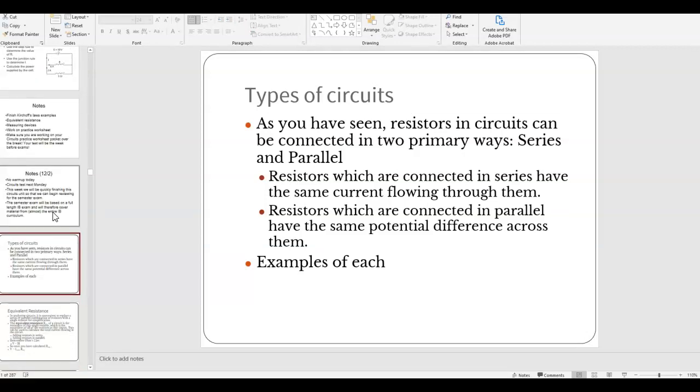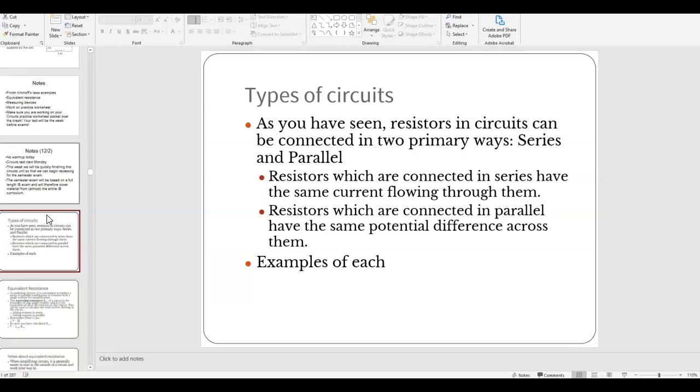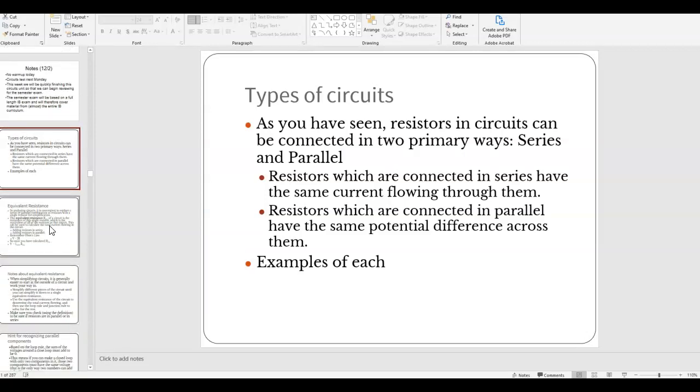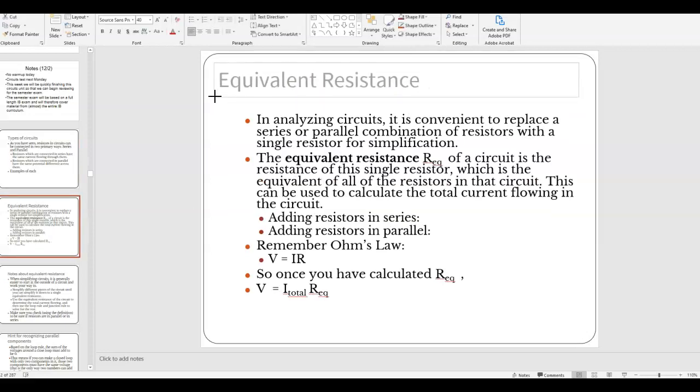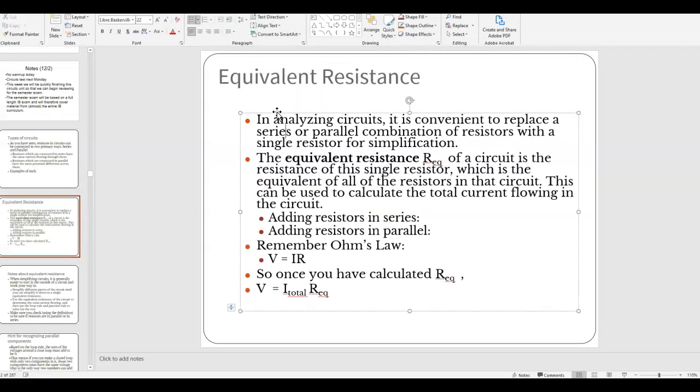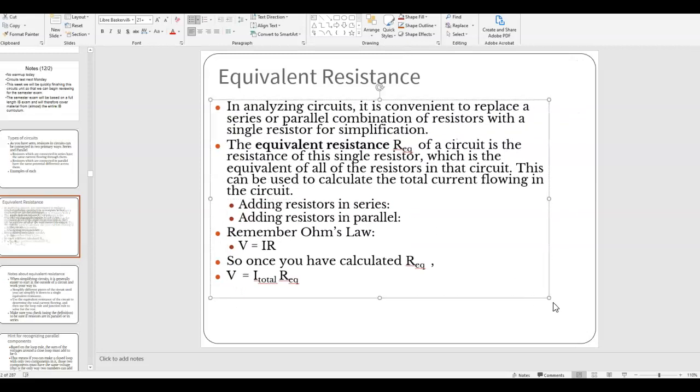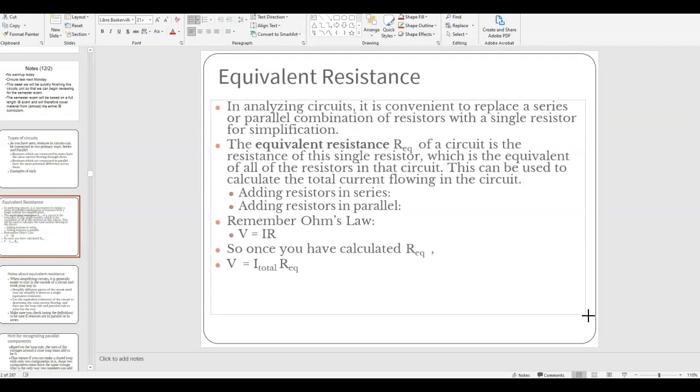Okay, now you can also have a combination circuit where you have resistors, some of which are in series and some of which are in parallel. Before we get to doing actual examples, we're going to talk about the concept of what's called equivalent resistance. Okay, so pause it here if you need to add this to your notes.